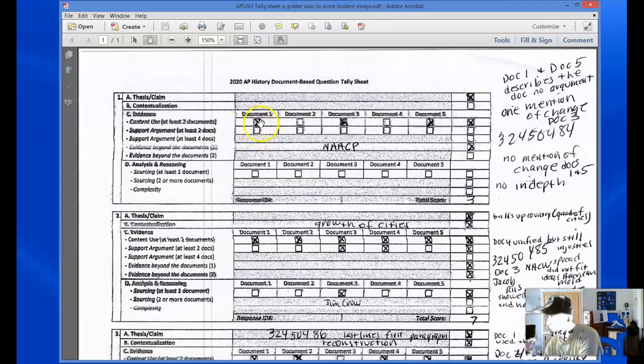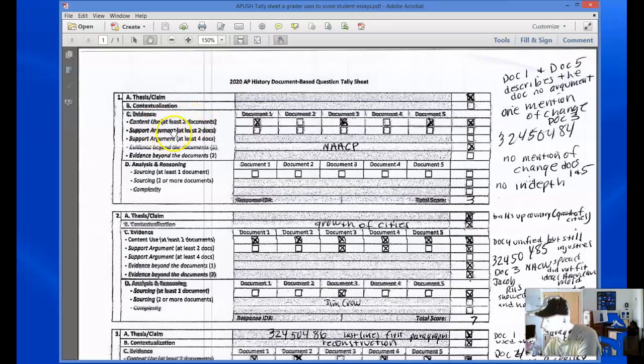Okay? Did they use a couple documents? Did they mention a couple documents? Yeah, they mentioned, like this one mention of change in Doc 3. I write little notes, so I get to check mark Doc 3. Okay? Doc 1 and Doc 5, they describe the document, but they don't say how it pertains. They don't associate it with their thesis. Okay? So because they mentioned it, they get X's, but they don't get any extra points other than they used at least 2 documents.